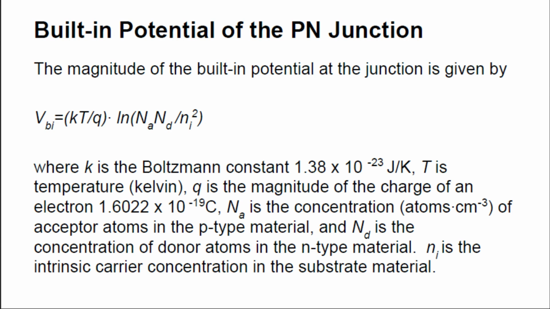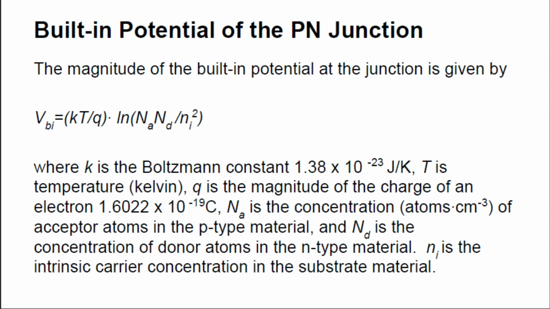The Vbi represents the built-in voltage, or the built-in potential of the junction. The k is the Boltzmann constant, 1.38 times 10 to the negative 23 joules per Kelvin. T is the temperature in Kelvin. q is the magnitude of the charge of an electron, 1.6022 times 10 to the negative 19 coulombs.